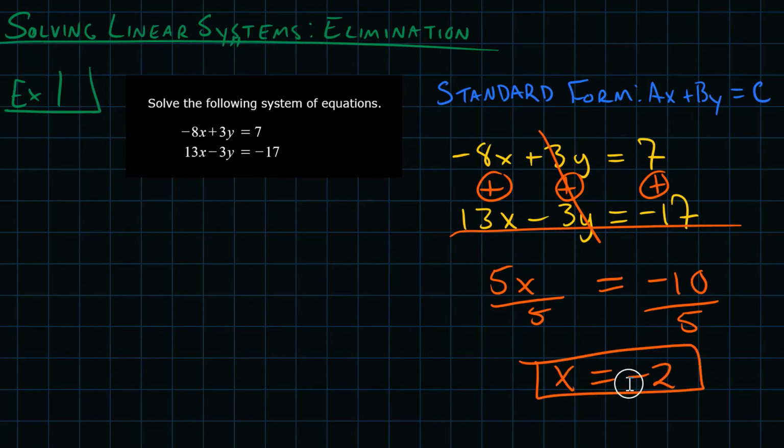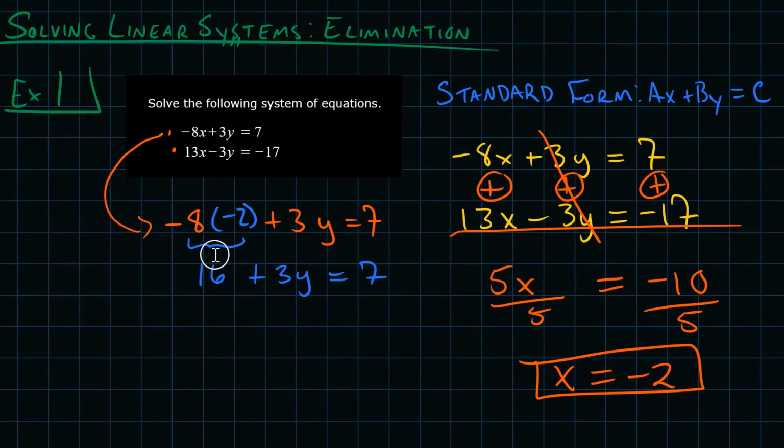This value for x will make both of these equations true, and we can use it to help us find our value for y by substituting into one of our original equations. You can choose either of the two equations to substitute x into, so I am going to choose the first equation, negative 8x plus 3y equals 7. But instead of using x, I'm going to use the value it's equal to, which is negative 2.